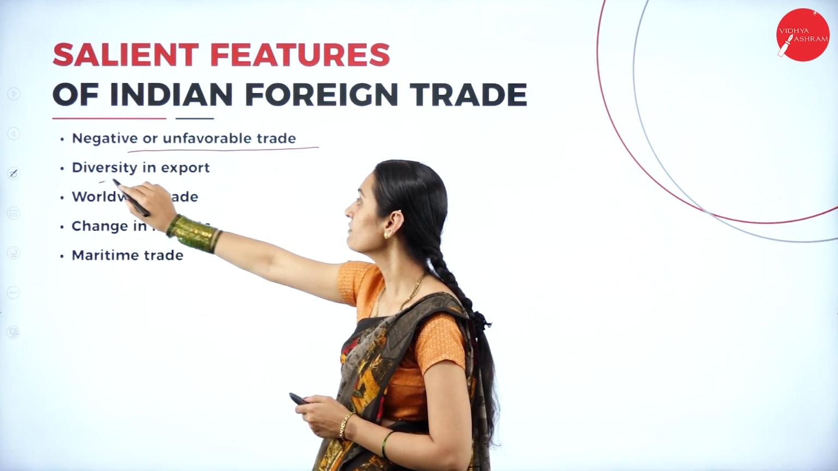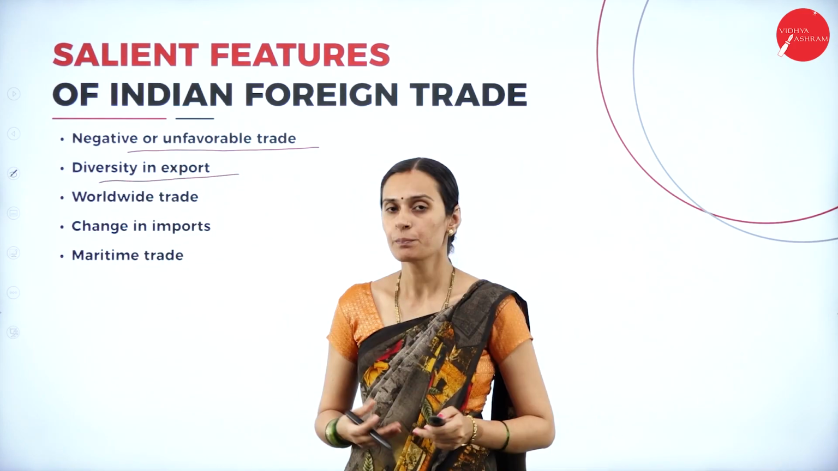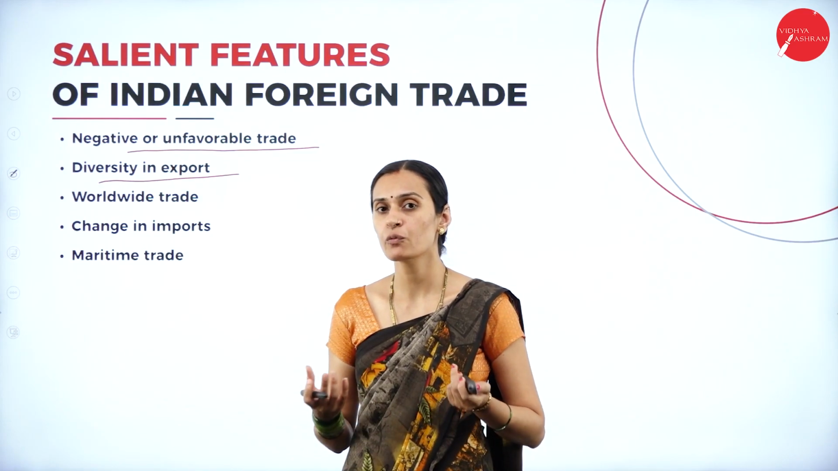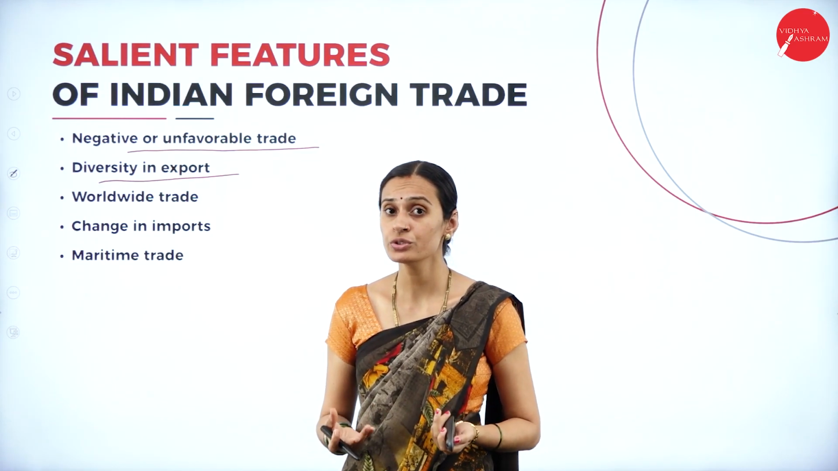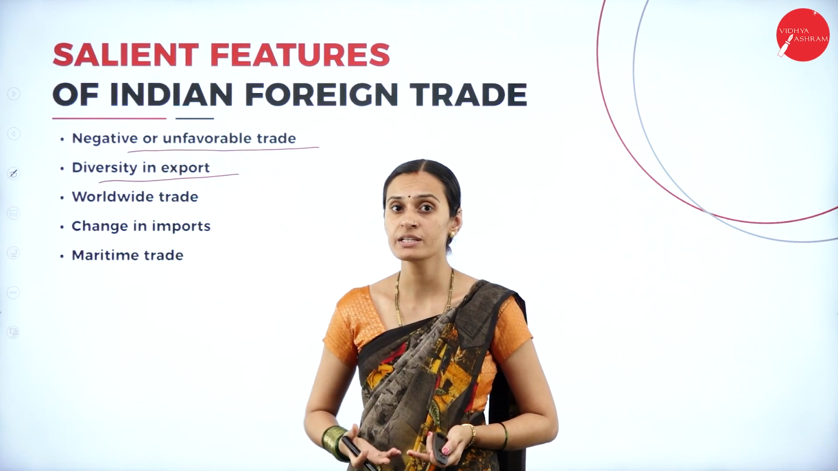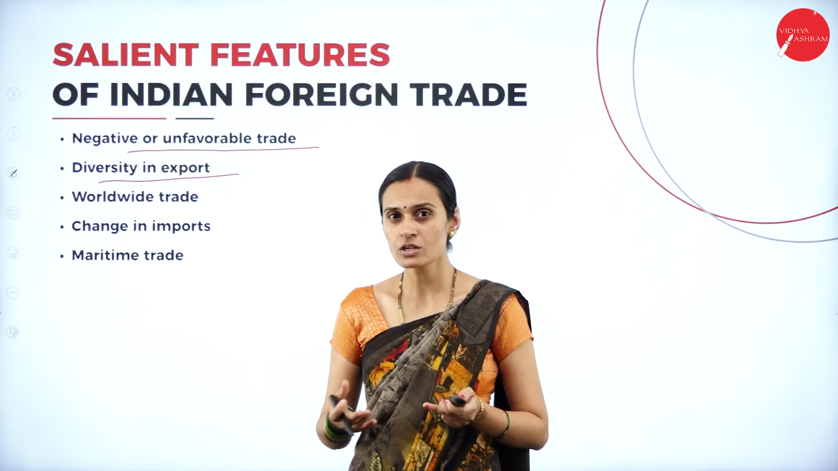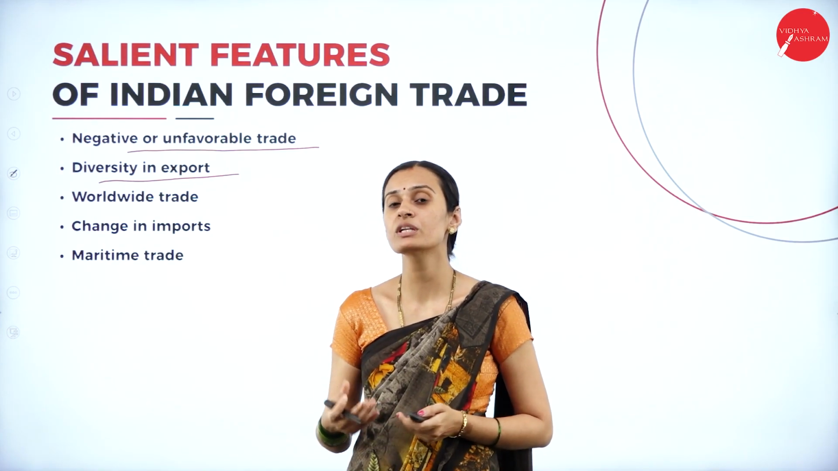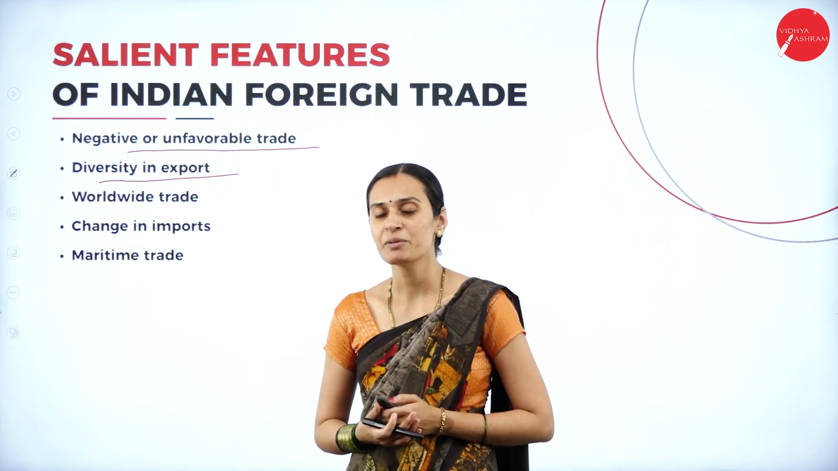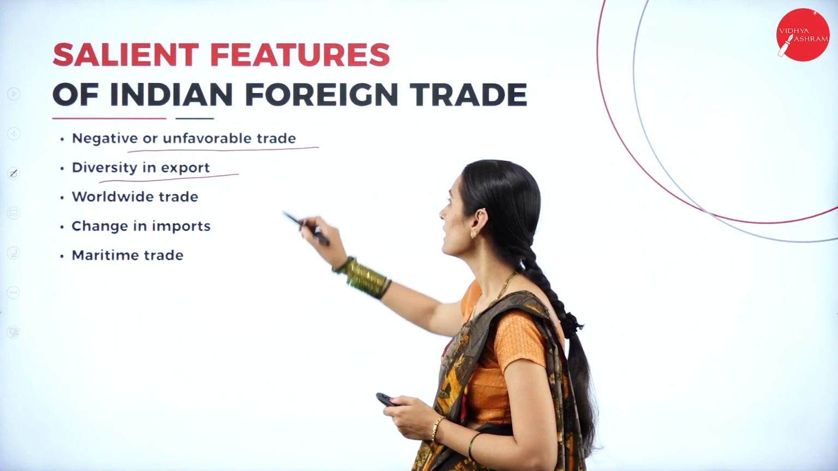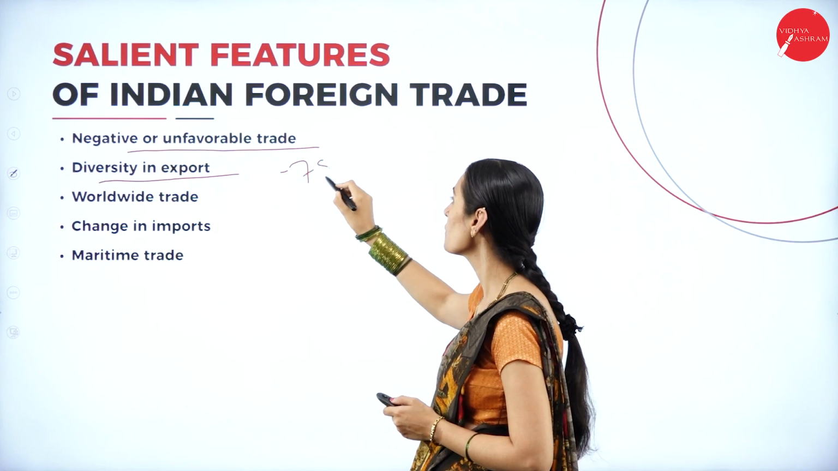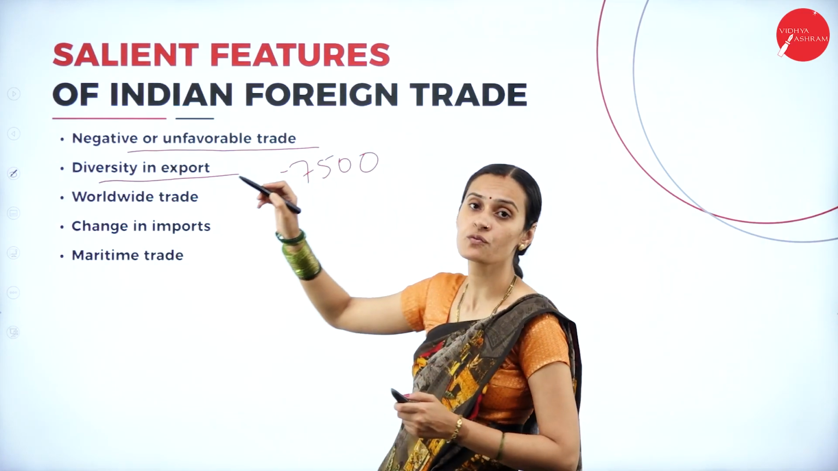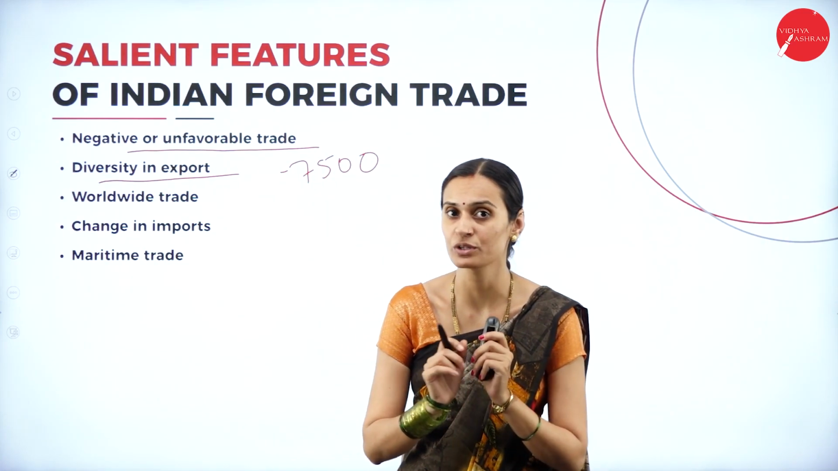And next one, diversity in exports. Previously, we were exporting very few items like jute, tea, gems, jewelry and spices. So these are only the very few items we were exporting to other countries. But at present, we are exporting more than 7,500 types of commodities today.